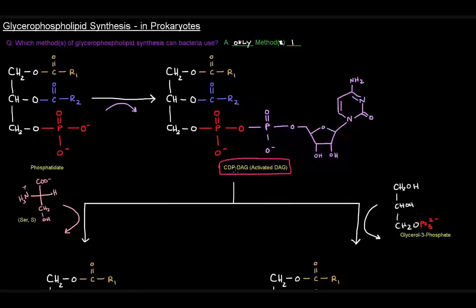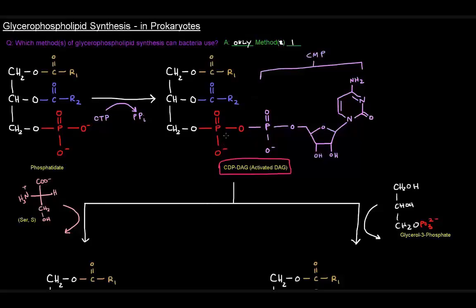Now, how did we get this? We mentioned that we started with phosphatidate and we added to it a CTP, and then a pyrophosphate came off to give us the CDP-DAG. So what exactly is happening here? Well, phosphatidate already has this phosphate group, and we're adding this purple portion that's coming from CTP. CTP has three phosphates. Two of the phosphates come off as a pyrophosphate, so there's only one phosphate group left on that. And that basically means that we're adding a CMP portion to the existing phosphatidate.